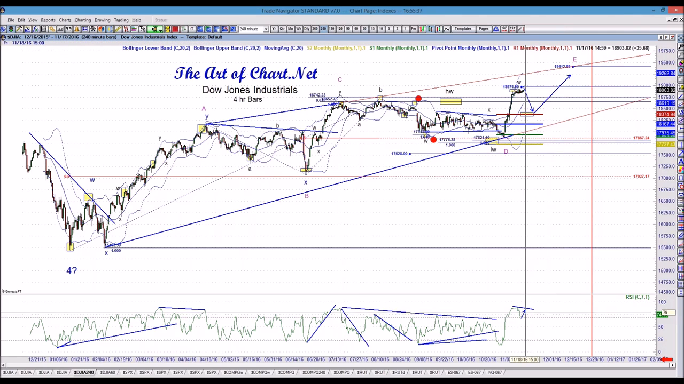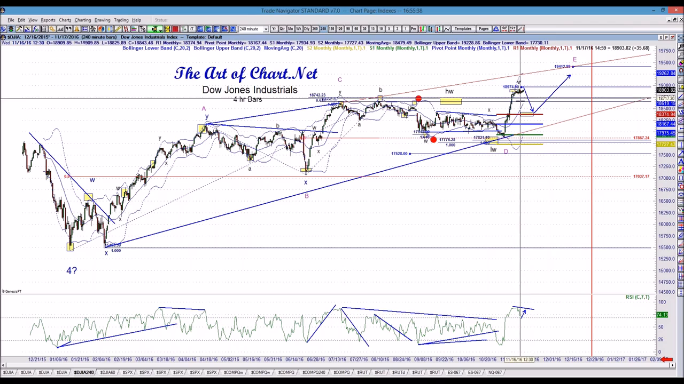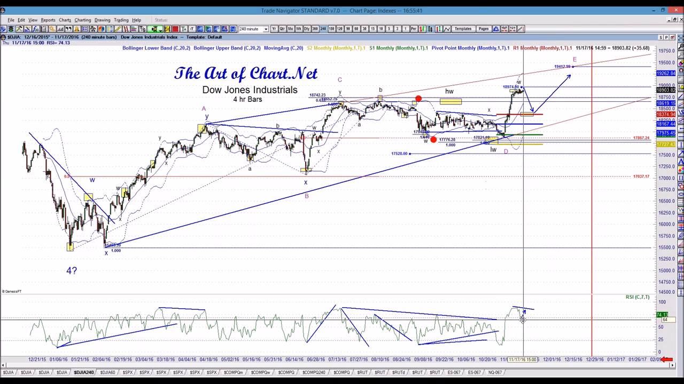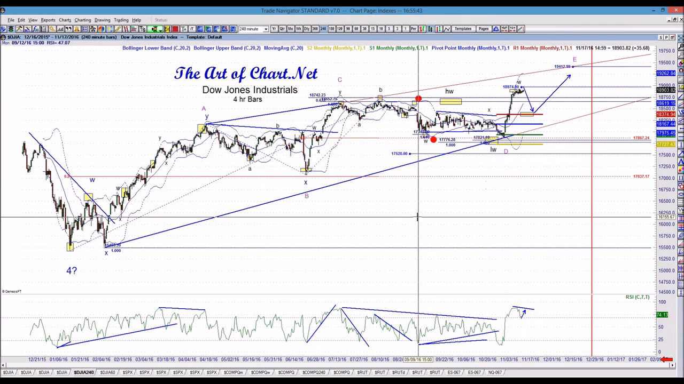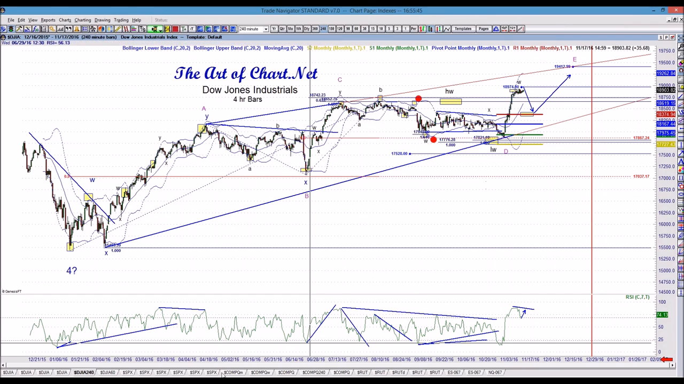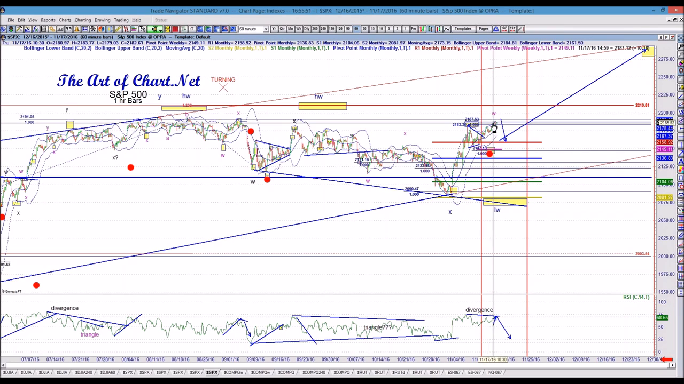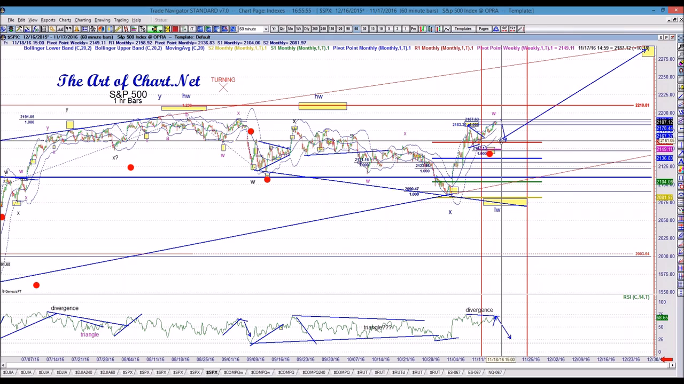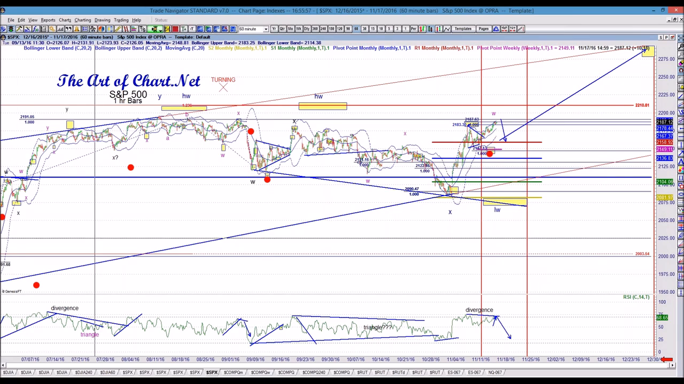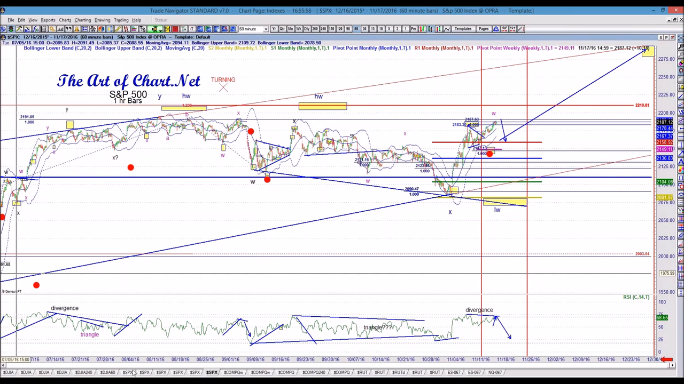We have a divergence that we've yet to put in, so we need the back test. We have a bit of a back test here, a very, very small one, but we don't have any divergence yet. If we go to the S&P, we have that divergence already. We have the W, and I think the W is fairly well formed here. That's good enough for a back test in my opinion, and then higher prices.